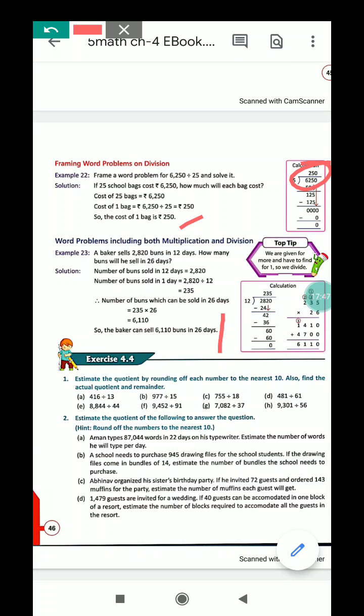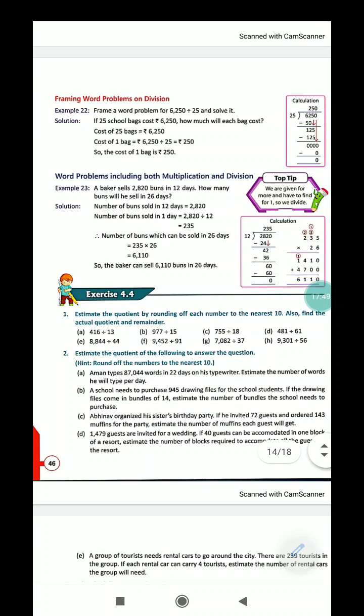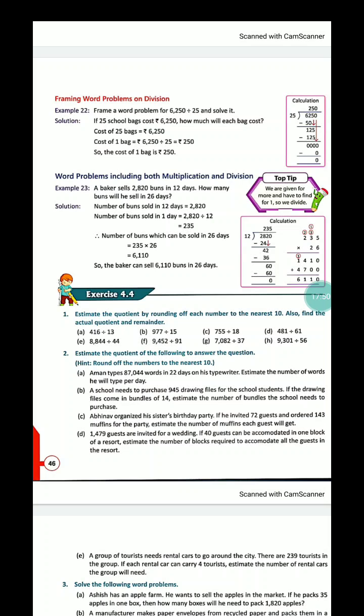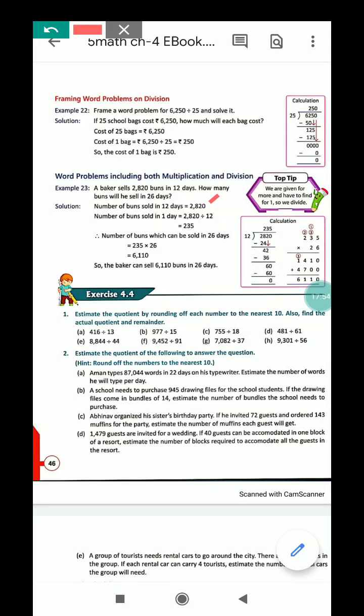So number of buns sold in 12 days is equal to 2820. Number of buns sold in one day, so we have to divide. So 2820 divided by 12. After doing the calculation, we have got 235. That means in one day he sold 235 buns.